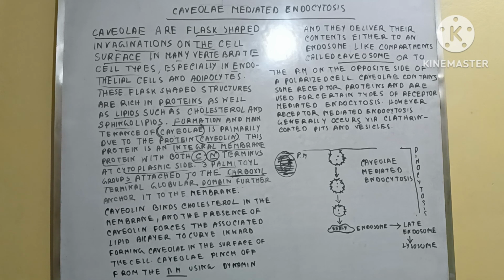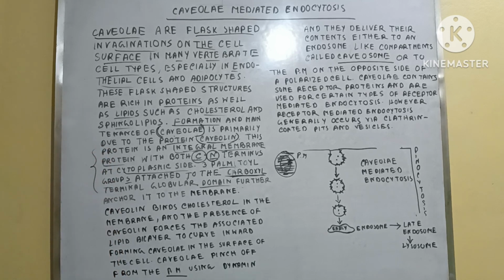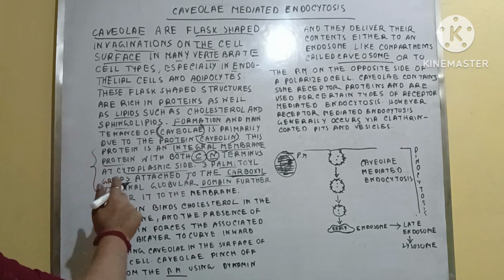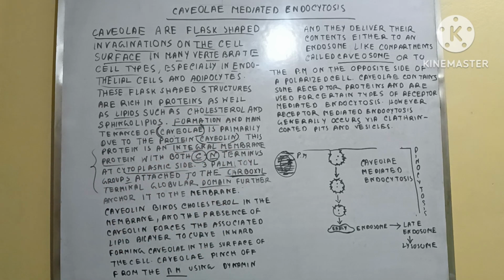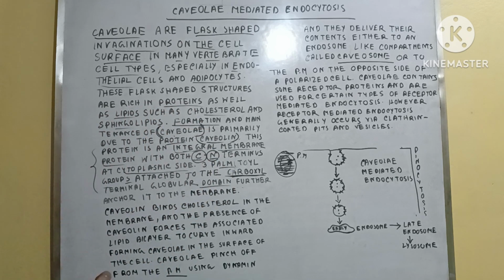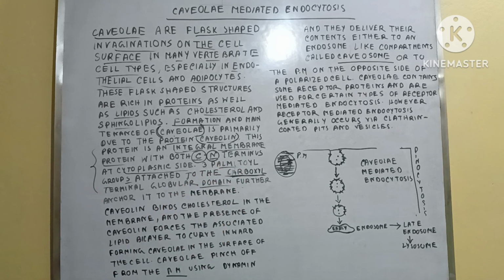So the main structure of caveolae is that these are integral membrane proteins, and they have C and N terminus sites that remain at the cytoplasmic site. Also three palmitoyl groups are attached to the carboxyl terminal globular domain.